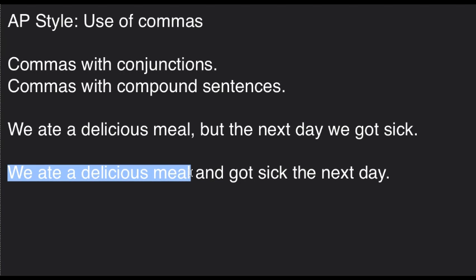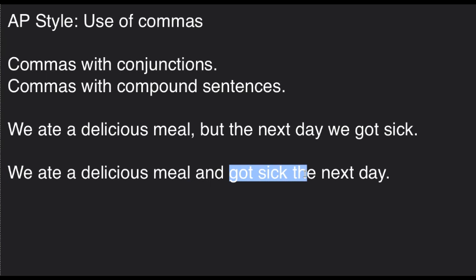We ate a delicious meal, that could be a complete sentence, but got sick the next day, that's just the end of the sentence. So if you look at the thing in its entirety, this sentence has one subject, we, and it has two verbs that stem off of we. We ate and we got. Okay, so we've got one subject but two verbs. This is not a compound sentence.